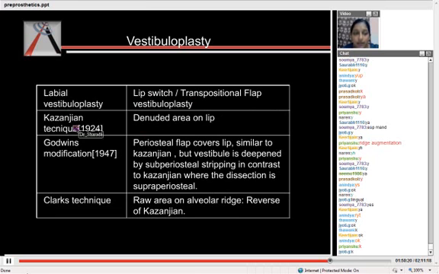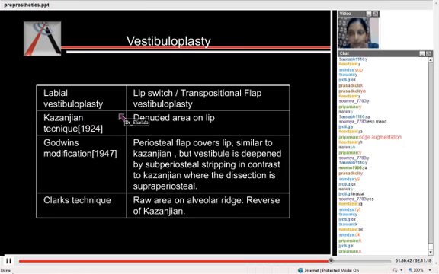It was first given by Kazanjian. Kazanjian was the first guy. There are basically 4 guys who have given labial vestibuloplasty and 2 guys who have given lingual. You can remember it that way: 4 for labial and 2 for lingual. The first of them was Kazanjian.